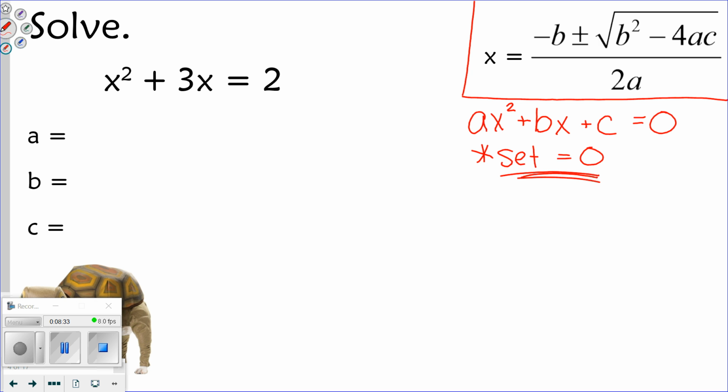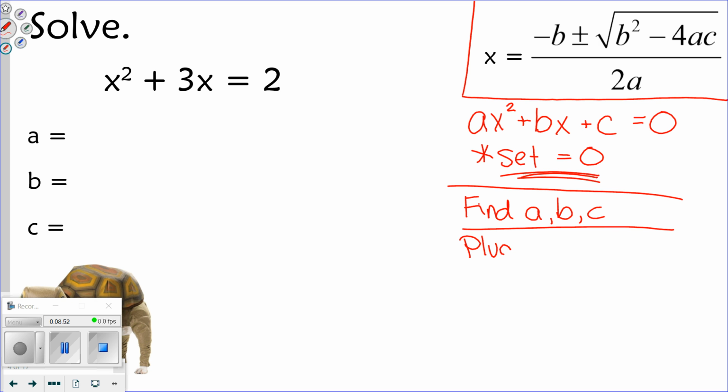Once you set it equal to 0, you are going to find A, B, and C. You cannot determine for me what A, B, and C are unless you set it equal to 0 first, okay, because it'll change signs and change things. So figure out what they are and plug into the formula. That should be the easy part, right? You're just taking numbers and plugging them in.